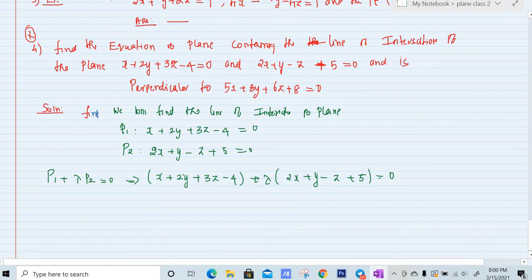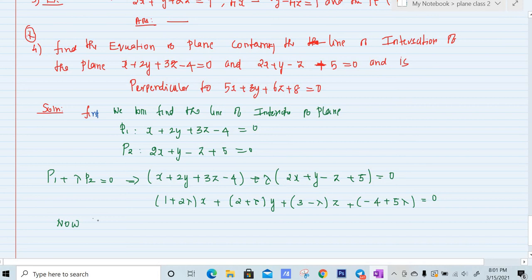Now if we add this, if you take x, it will be 1 plus 2 lambda into x, we will have 2 plus lambda into y, and if I take z common, we will have 3 here and minus lambda here, so 3 minus lambda into z, plus the constant term minus 4 plus 5 lambda is equal to 0, right? So now this is the equation of plane we need to find.